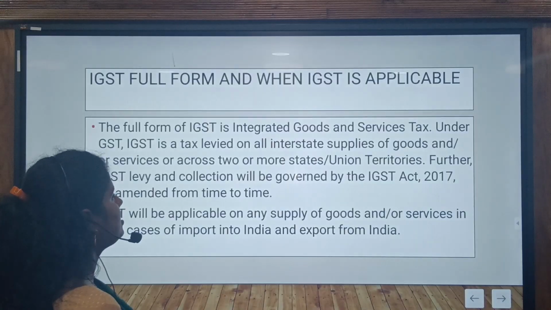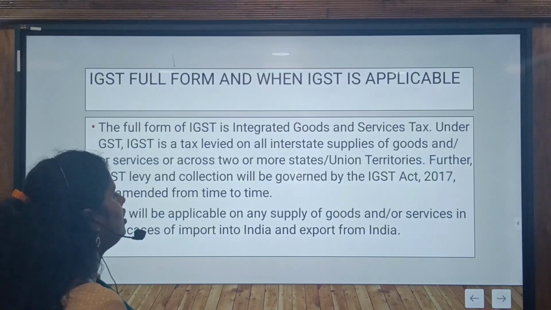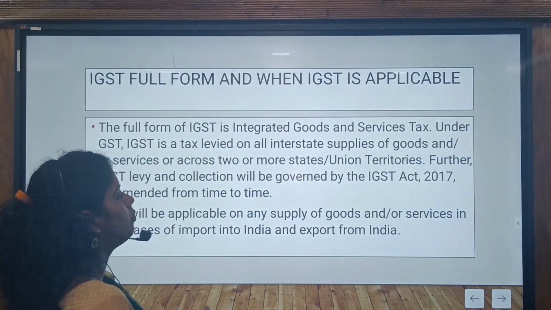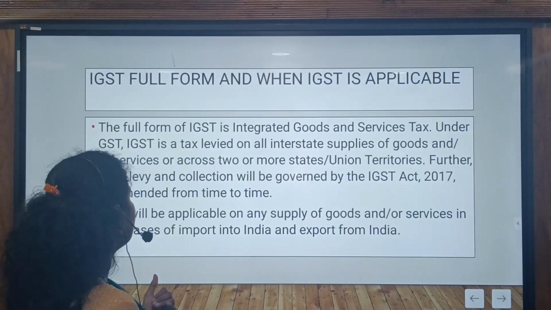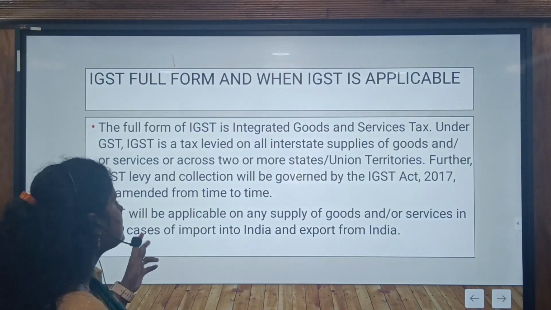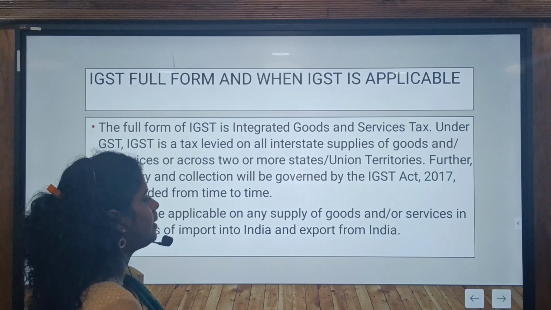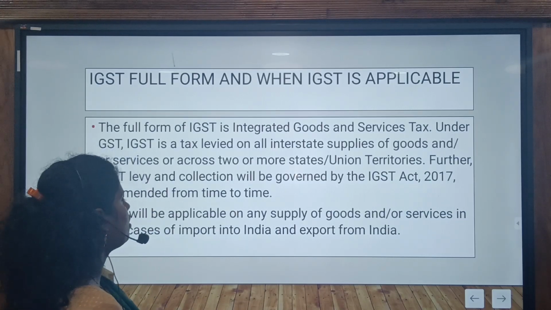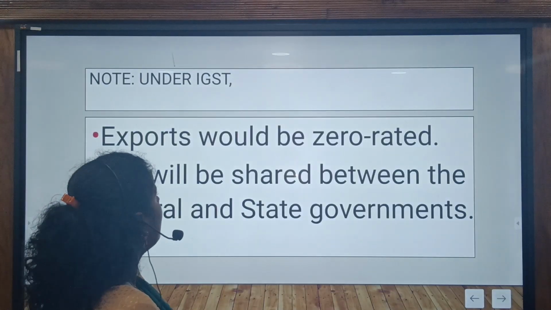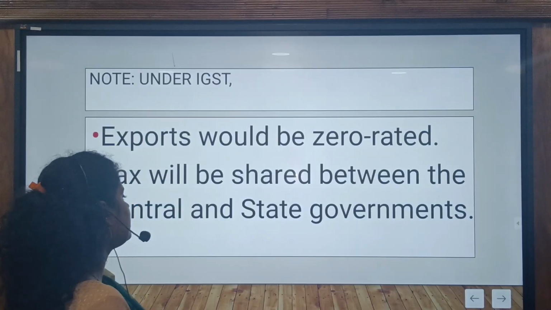The full form of IGST is Integrated Goods and Services Tax. Under GST, IGST is a tax levied on the interstate supply of goods and services across two or more states or union territories. Further, IGST levy and collection will be governed by the IGST Act 2017 as amended from time to time. IGST will be applicable on any supply of goods or services in both cases of import into India and export from India. Under IGST, exports would be zero rated, and tax will be shared between the central and state governments.